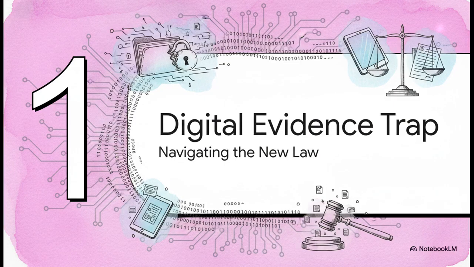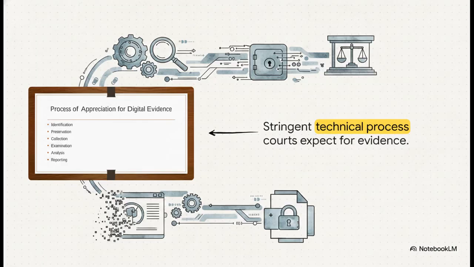Okay, Section 1. The digital evidence trap. Navigating the new law. So, looking at this, you can see how courts now demand a really rigorous, step-by-step process of appreciation. They want identification, preservation, collection, examination, analysis, and reporting. They won't just glance at a screenshot on your phone anymore. They want to know exactly how that data was handled from the exact second it was created all the way to the moment it entered the courtroom. It's all about proving it hasn't been tampered with.